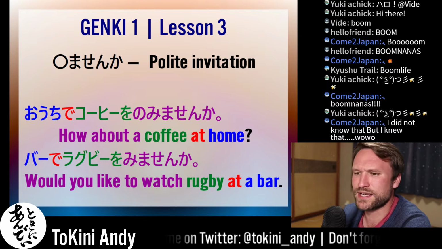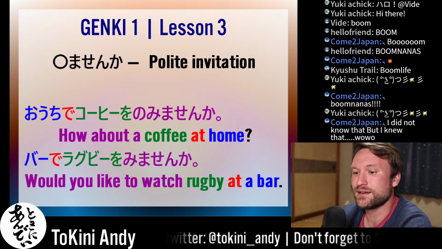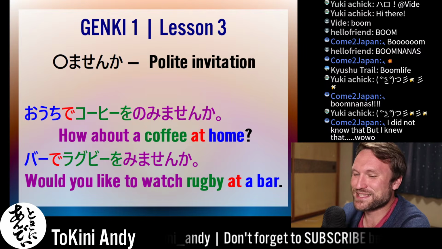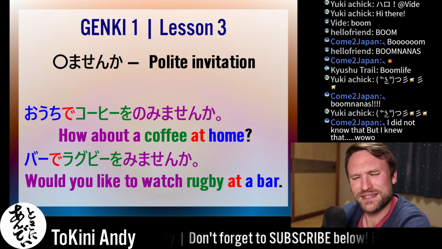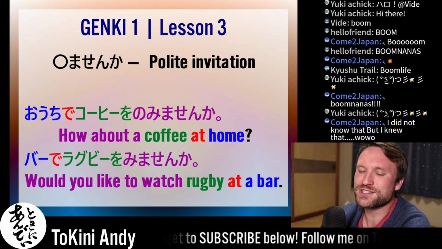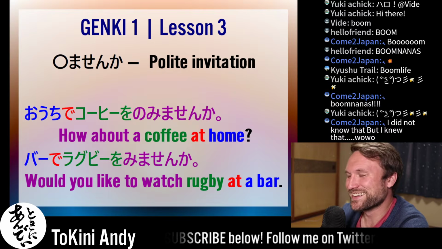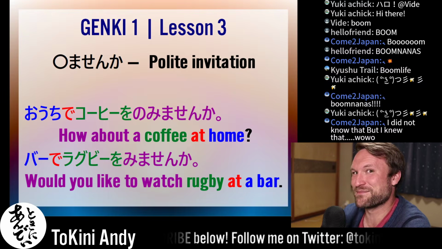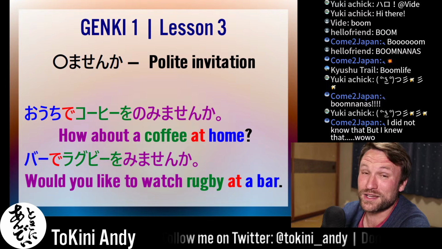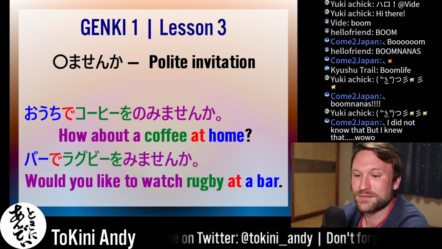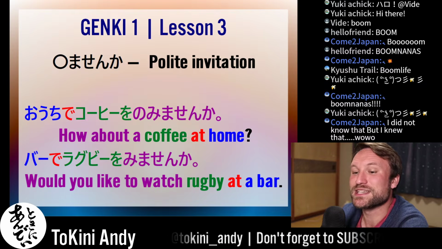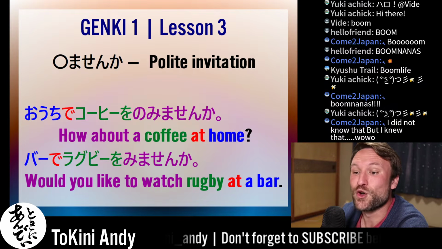The next thing is more fun. It's how to invite people politely to do things with you. Such as, we go back to our same sentences as before. Ouchi de, this sentence is a little bit dangerous maybe. Ouchi de kohi o nomimasen ka? So it's how about a coffee at my place or how about a coffee at home? So if you're saying this to your wife, it's completely normal, right? Although you wouldn't use such polite Japanese, I don't think. But ouchi de kohi o nomimasen ka?